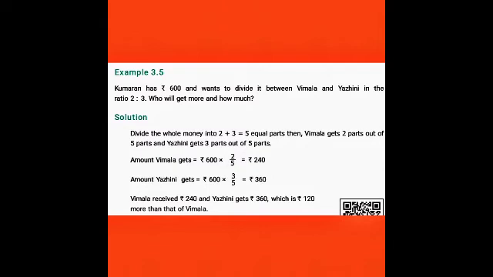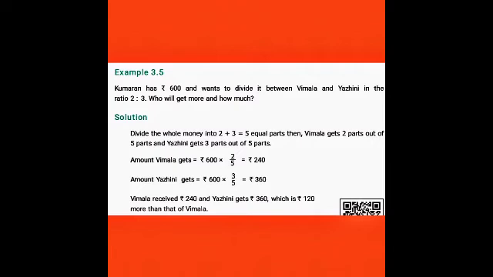The ratio is 2:3. So if you are dividing between two persons, first we should find how many parts there are. Let's move on to the solution part. The ratio is 2:3, therefore we should convert into parts, 2 parts and 3 parts. Adding 2 and 3 parts, we will get 5 equal parts. From the 5 equal parts, we are going to get 2 parts and 3 parts.